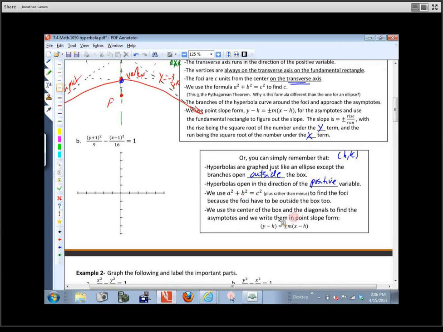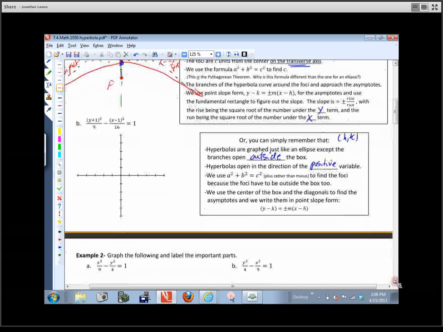And then we can use the center of the box and the diagonals to find the asymptotes, and we write them like this. And you usually just leave them in point slope form. Don't get hung up on it and say, I only know how to work with slope intercept. That's all I want to work with. Please get used to working with point slope form. Okay? In fact, a lot of people struggle with writing down asymptotes. Okay? I can write down the equation of the asymptotes almost entirely right now.